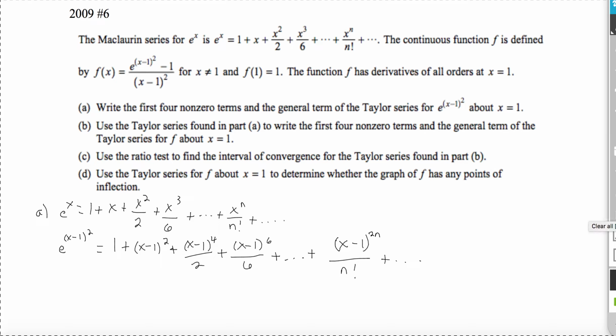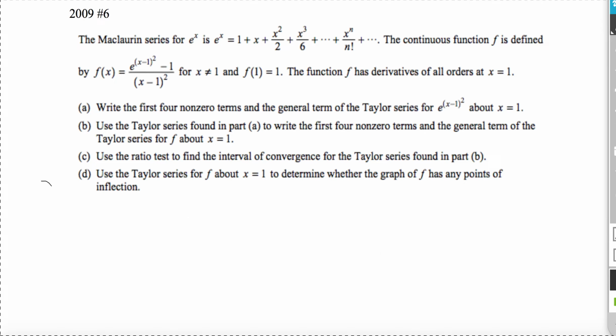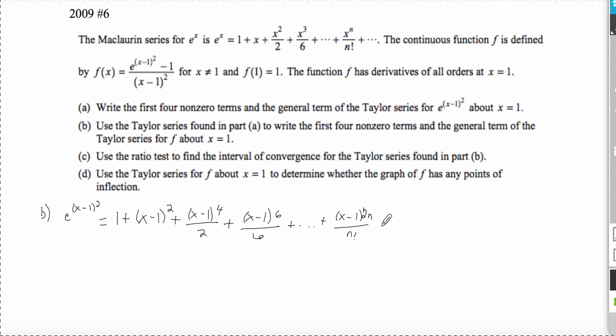Cool, let's move on to part B. Part B looks like it is going to build off of that a little bit. B, use the Taylor series found in part A, the one we just came up with, which I'll write down again. Our Taylor series in part A, we said e to the x minus 1 squared was going to be equal to 1 plus x minus 1 squared plus x minus 1 to the fourth over 2 plus x minus 1 to the sixth over 6 plus dot dot dot plus x minus 1 to the 2n over n factorial, and so on and so forth, right?